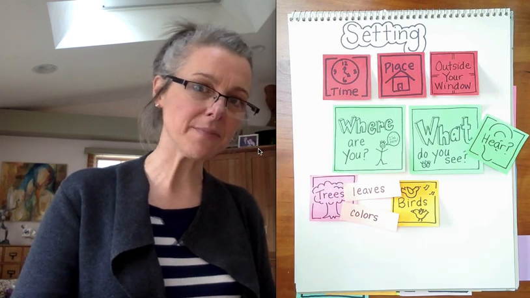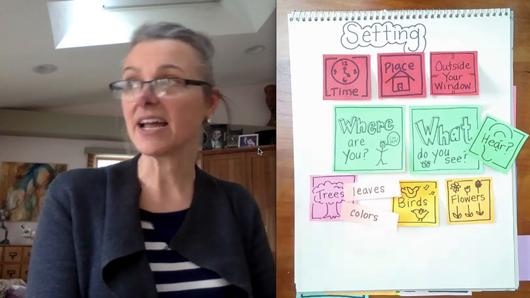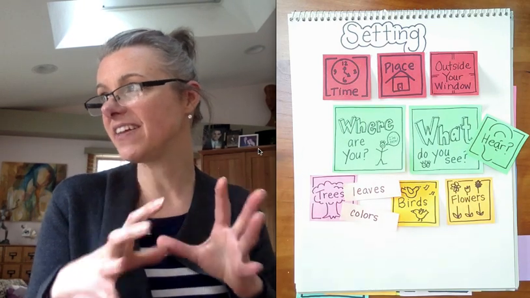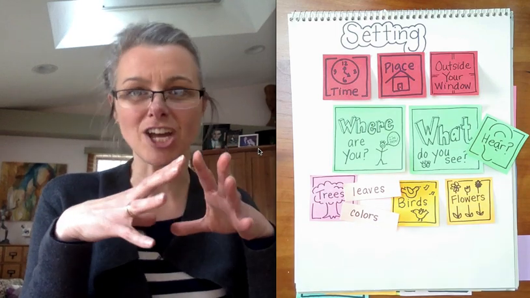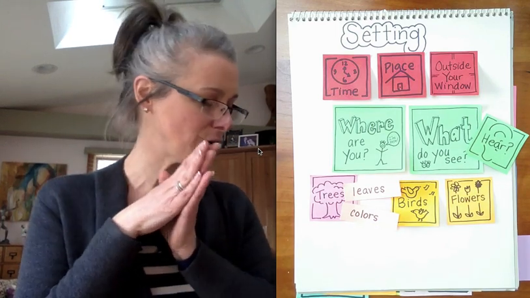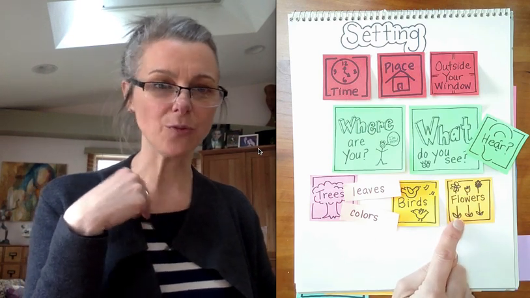I also see something else outside my window. I see flowers growing outside my window. I see the daffodils, and they are such a vivid yellow. They're like sunshine yellow. They make me so happy, and they smell so, so wonderful. I'm wondering if you see flowers outside of your window.